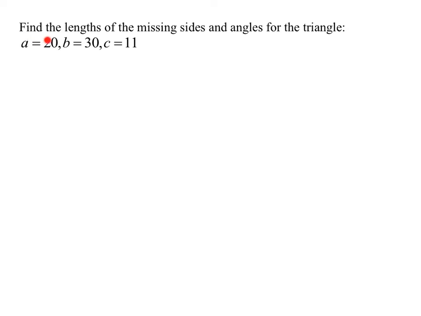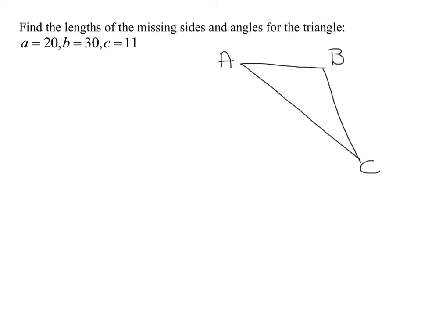In this problem, I need to find the lengths of the missing sides and angles for the triangle in which I'm given side A, side B, and side C. So let's quickly sketch a triangle. I'm going to have this is A, this is B, and this is C.